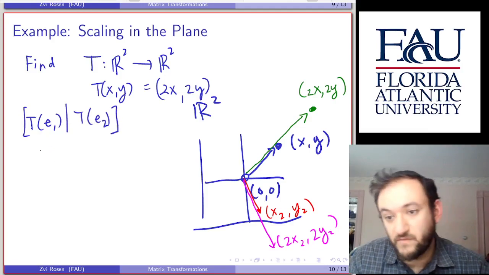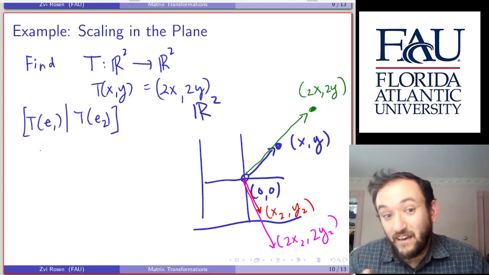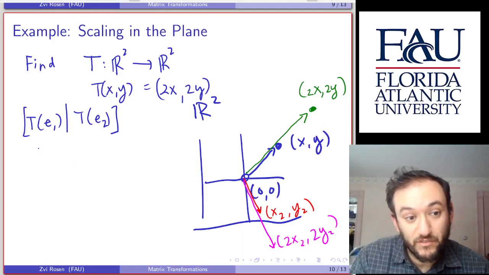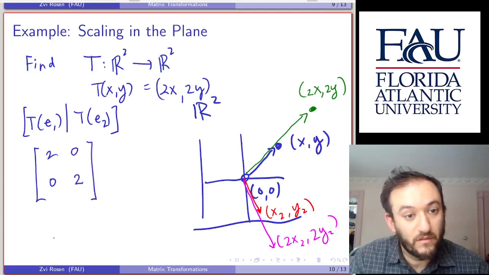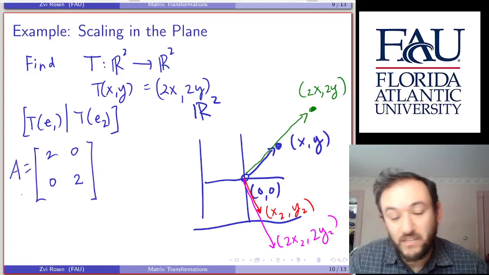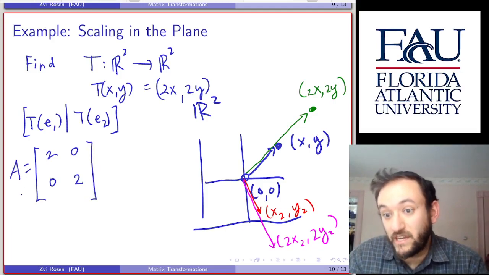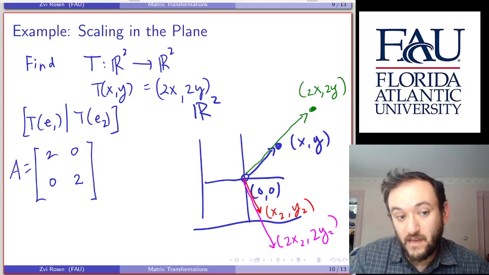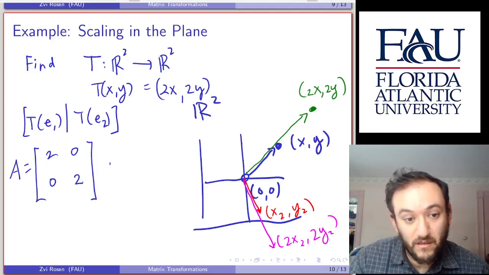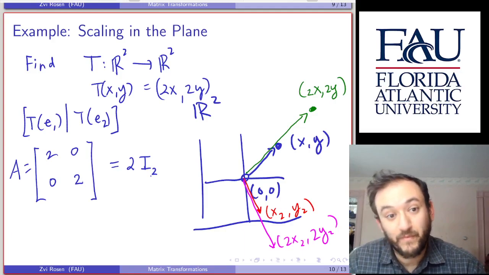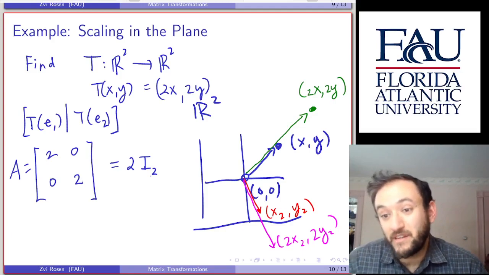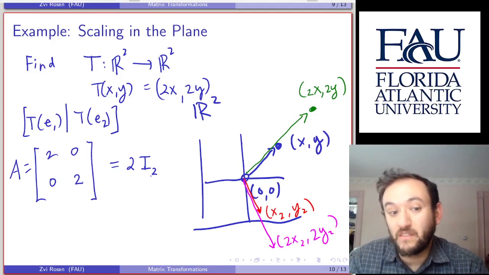Okay, if the basis vector is 1, 0, then when we scale that up by 2, we would get 2, 0. And the second basis vector is 0, 1, so we would get 0, 2. Okay, so this is the matrix associated to this transformation. It's 2's on the diagonal and 0's elsewhere. Another way of writing this would be 2 times the identity matrix of size 2 by 2. Okay? So that gives us a matrix which scales vectors in the plane.